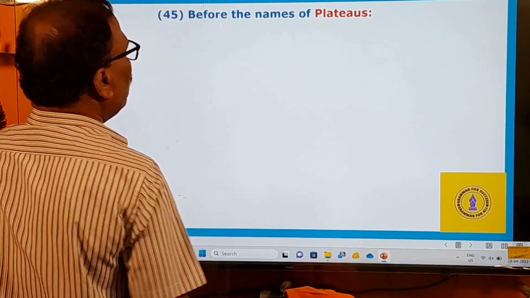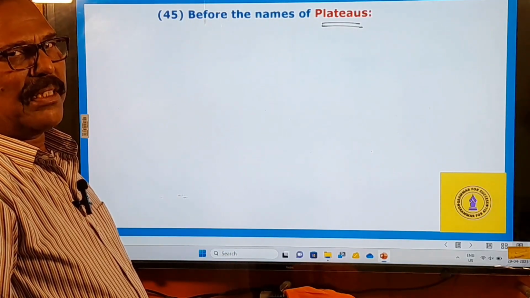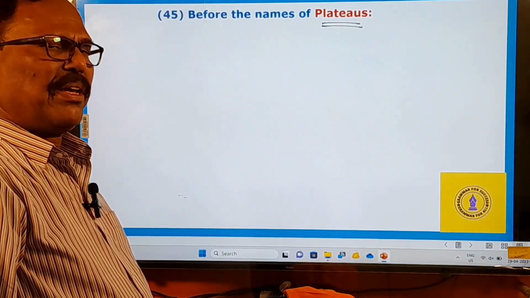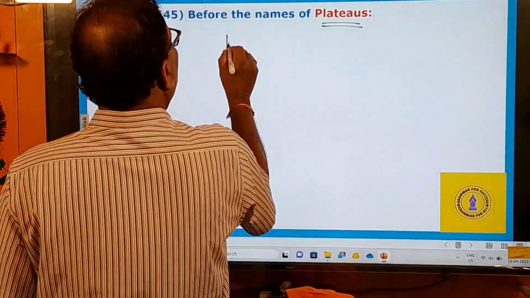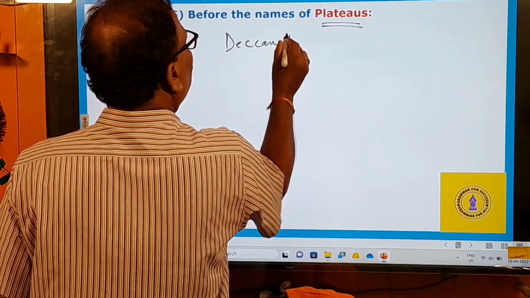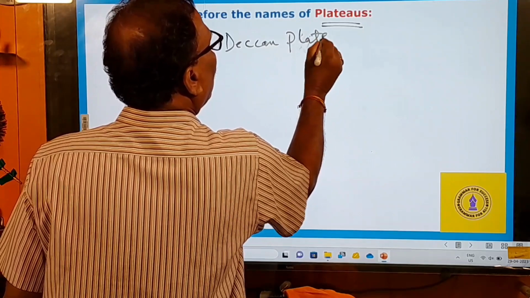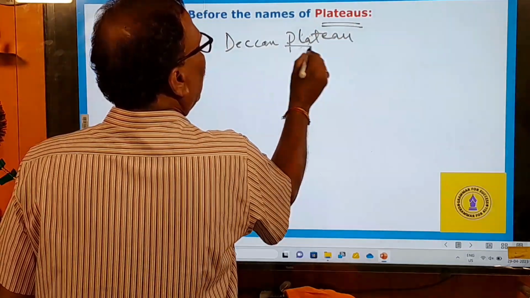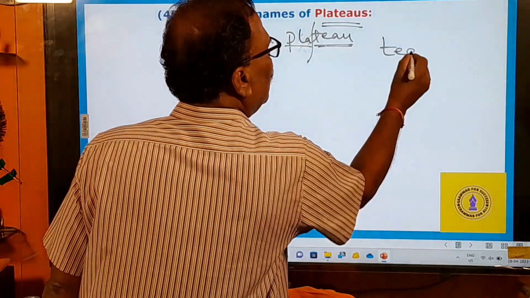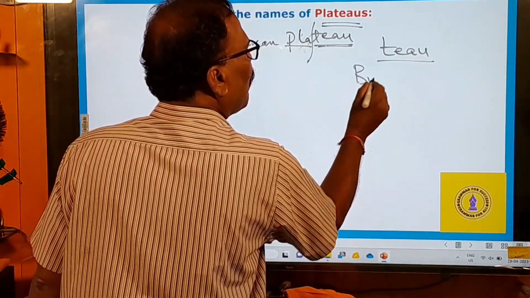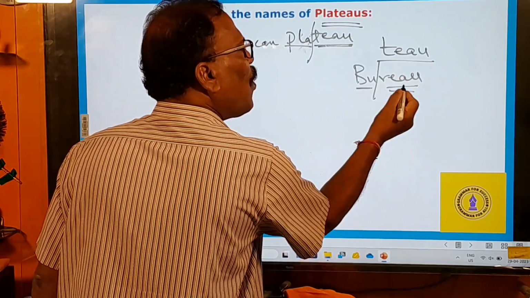The next rule is before the names of plateaus. Plateaus are very important again, because in the examination questions can be posed on this rule also. Deccan Plateau is there. See the spelling: P-L-A-T-E-A-U. Bureau is similar in spelling, B-U-R-E-A-U.